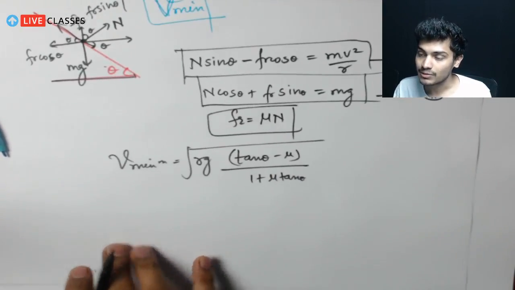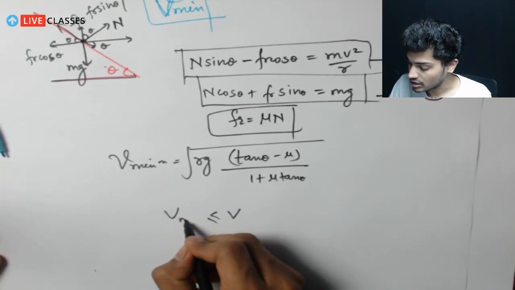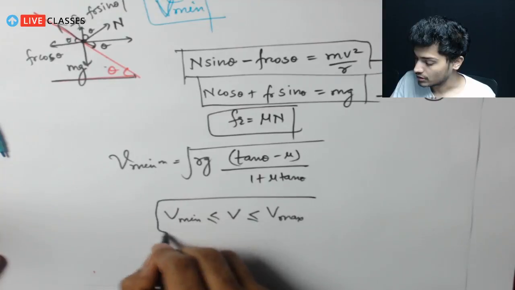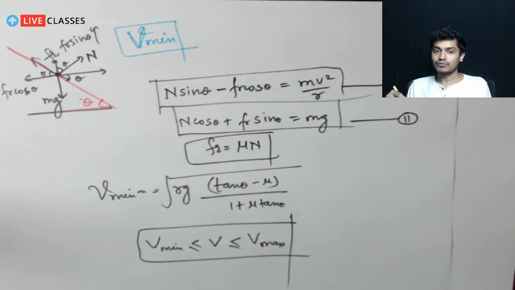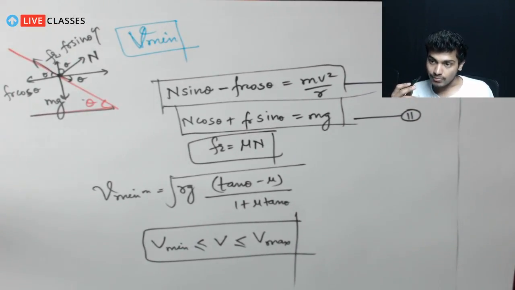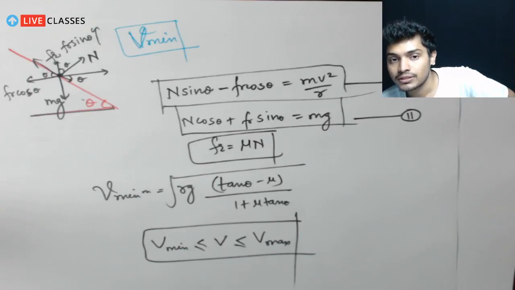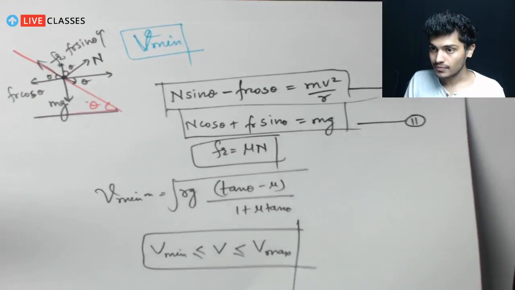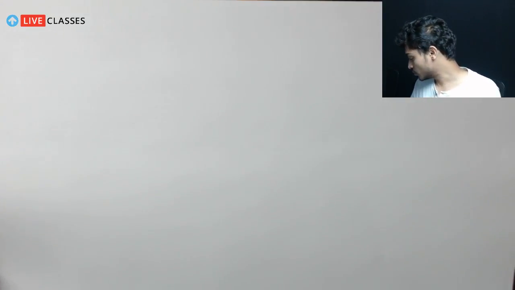So what should be the possible range? V should be between V minimum and Vmax. Within this limit we will have to move along the banked roads when we have both friction as well as banking. So these are the dynamics part of circular motion.